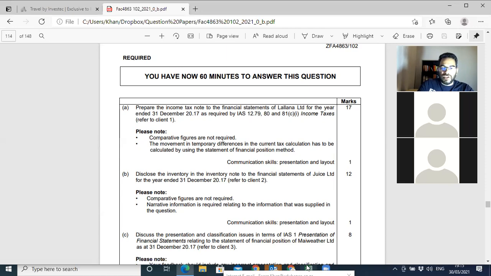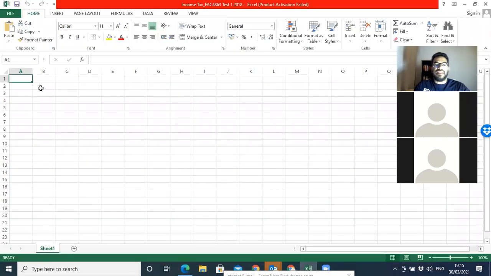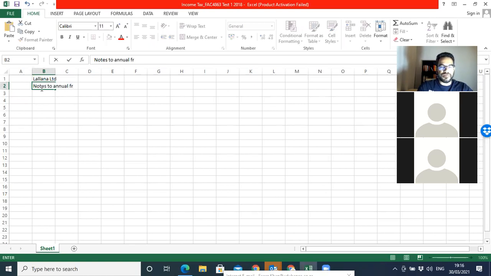So let's go to the actual question. So they say, dear student, prepare the income tax note. That's what they said. Okay. So when you have to prepare, you need to follow the 3 rules. Company name. So this is Lalana Limited. I think it was Limited. Then you're going to give the statement name, which is notes to the annual financial statements for the period. This period is a year, so we say for the year ended. Then you can put the date.